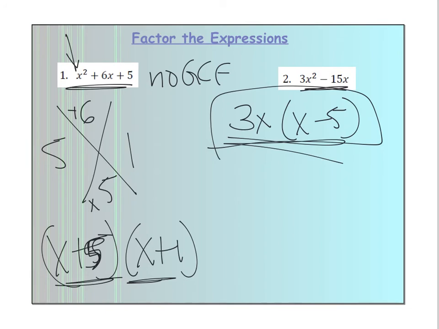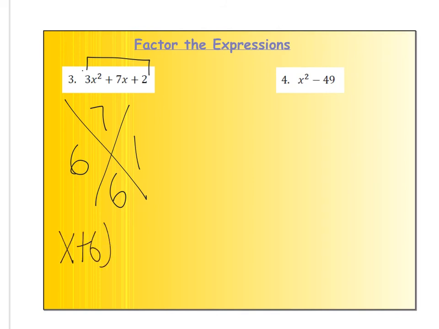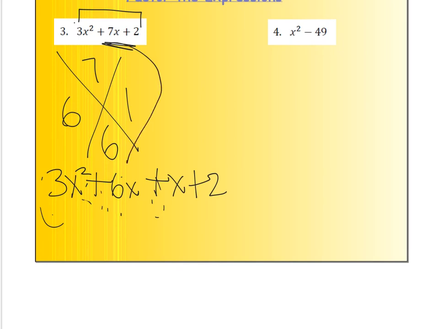First rule of factoring, factor out the GCF. When there's something in front of x squared, this is where I multiply first times last. So what multiplies to 6 and adds up to 7? Well, 6 and 1. But I cannot just put x plus 6, x plus 1. That's going to be wrong. This is where I need to rewrite the middle term: 3x squared plus 6x plus x plus 2. Rewrite 7x using my factors.